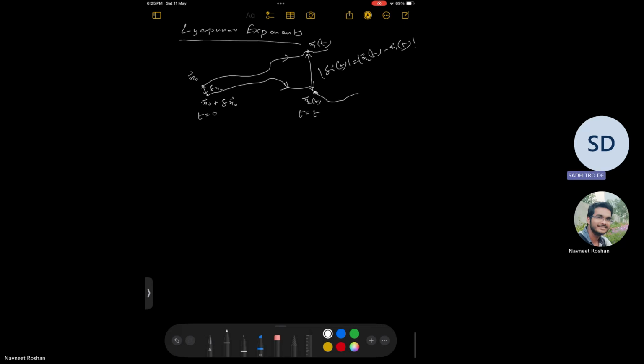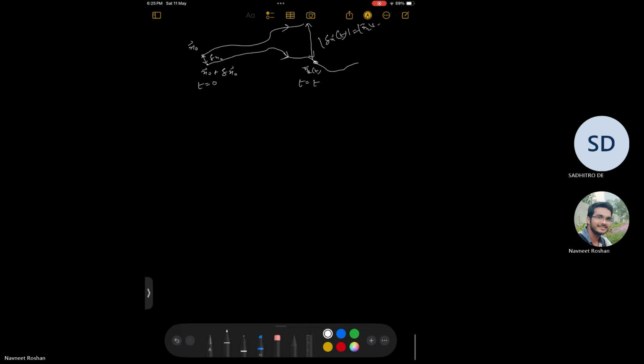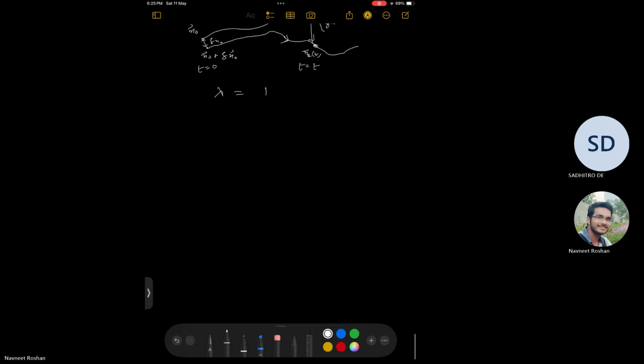So we define these Lyapunov exponents as follows. The exponent lambda is defined as 1 by t times the log of the norm of delta x by the initial separation between the trajectories. The norm sign basically means I take the magnitude of the vector, that is, the magnitude of the separation. So this is how I define the Lyapunov exponent.